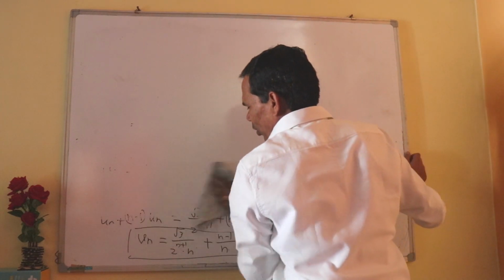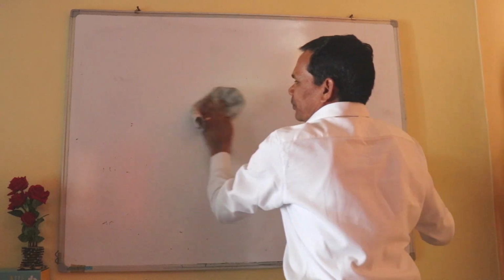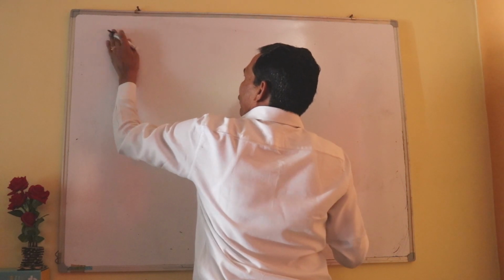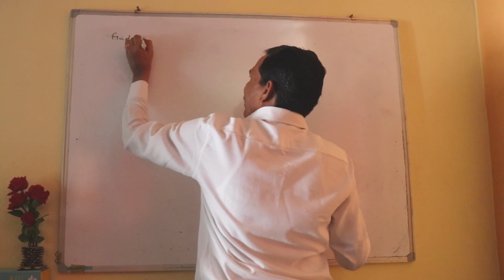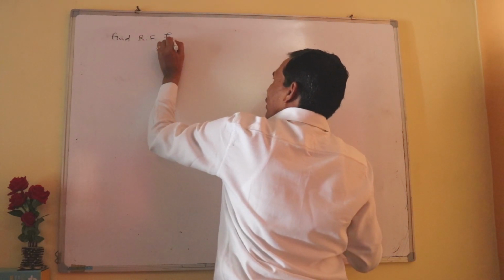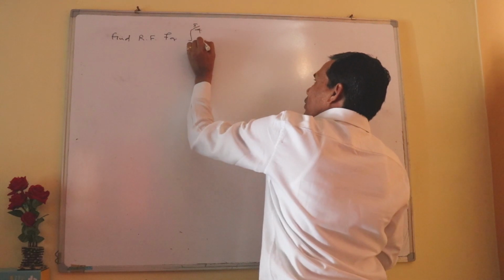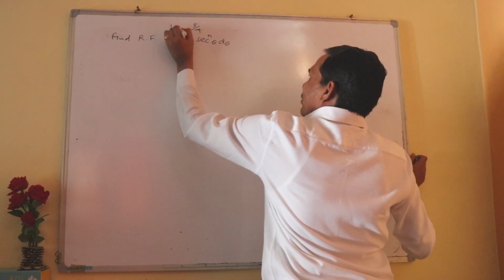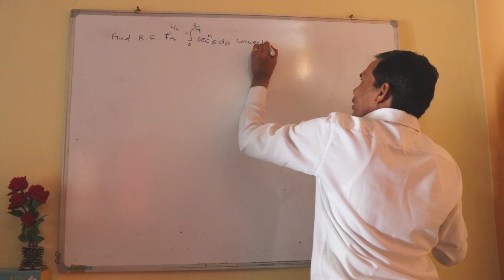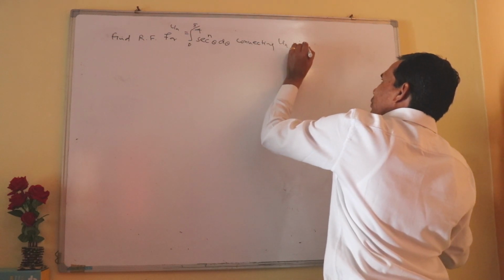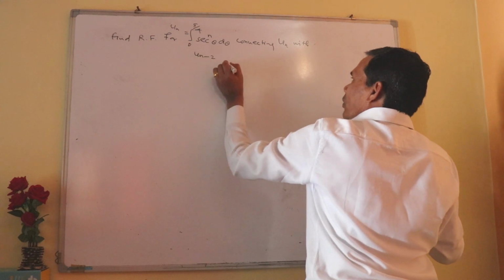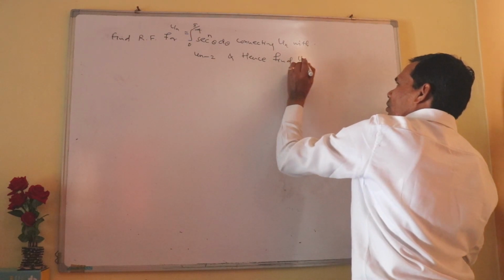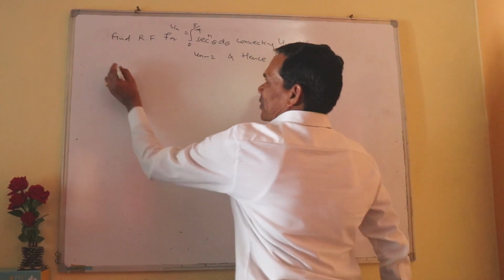Now let us develop the reduction formula for sec also. Find the reduction formula for integral 0 to pi by 4 sec raised to n theta d theta, connecting un with un minus 2, and hence find u6. So let us see what is happening in this reduction formula.